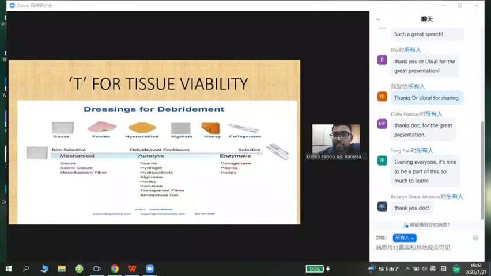It just keeps our wound in such a condition where our body itself responds by giving out enzymes to debride the wound. The next, you can go for enzymatic debridement, where you have collagenase, papain, which have their own enzymes, which help in debridement.